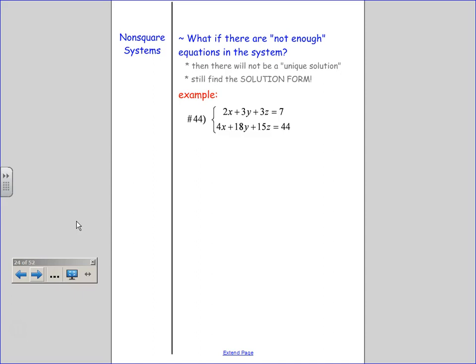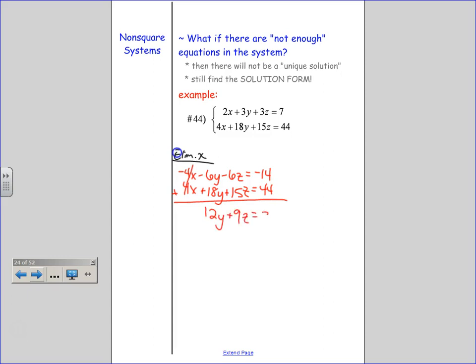R1, R2. Anybody want to multiply R1 by -2? Me too. Let's go. Eliminating the x's. -4x minus 6y minus 6z equals -14. You guys double checking my math facts? They match up with yours? You guys all adding down? Do you agree with my 12y plus 9z equals 30? Yes. Sweet.